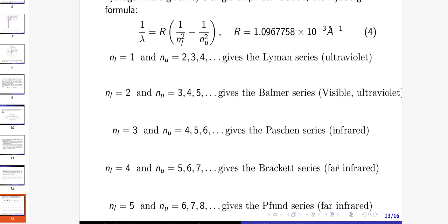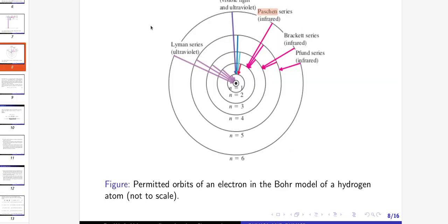If you consider the hydrogen atom, all the wavelengths that are emitted can be described by this simple empirical formula. Some people call it the Rydberg formula: 1 over lambda equals R times the bracket 1 over n_l squared minus 1 over n_u squared, where R is the Rydberg constant. You can write it as 1.096778 times 10 to the power minus 3 per angstrom. This formula can be used for all the series that I explained here: the Lyman, the Balmer, the Paschen, the Brackett, the Pfund.